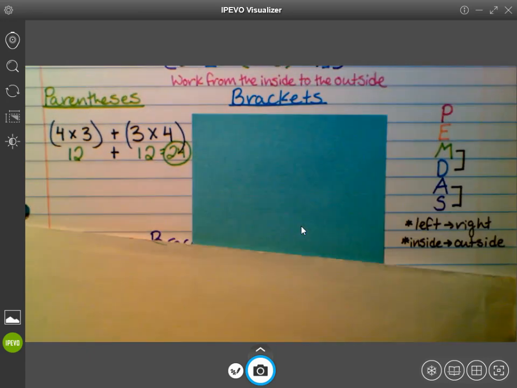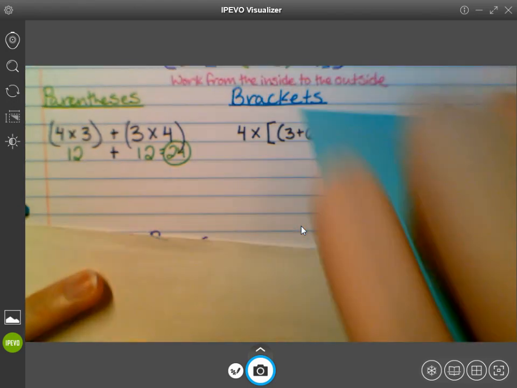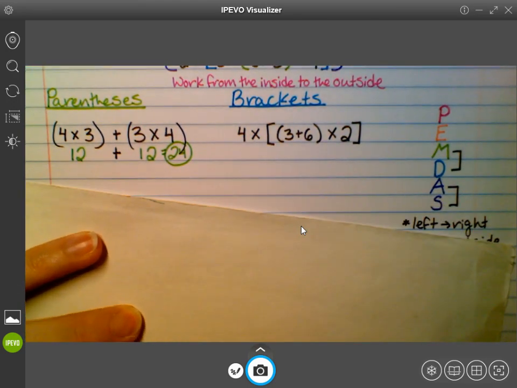Okay, so we feel pretty comfortable with just parentheses, right, 5th grade? Okay, so now under the brackets, this one we're combining parentheses and brackets. So go ahead first, write this down.